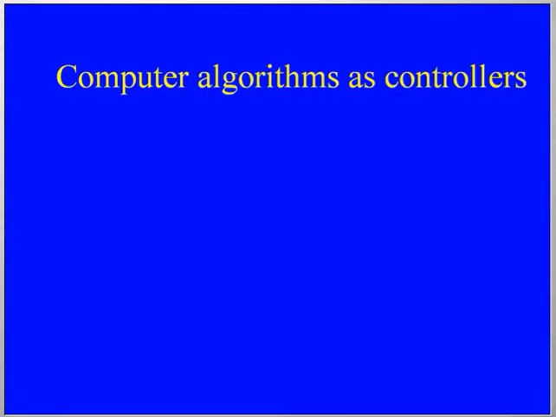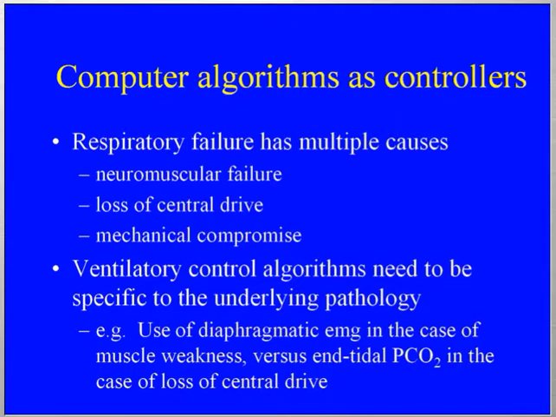Now, what about the computer algorithms to serve as controllers? Because this is really where much of the challenge is. In other words, once we've got this information coming from the patient, how do we sensibly decide how to use that, integrate it all together to decide how to drive a ventilator? Well, it's complicated because respiratory failure has many causes. It can be neuromuscular failure, or loss of central drive, or some kind of mechanical compromise, like some major obstruction in the airways. So the ventilatory control algorithm obviously needs to be specific and tailored to the underlying pathology.